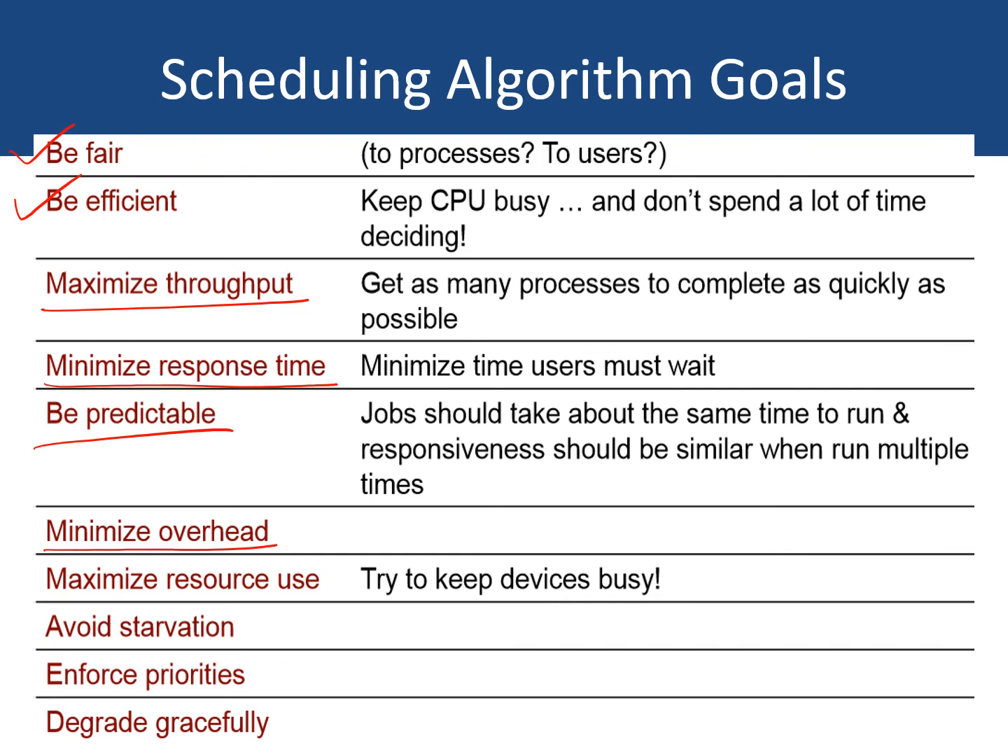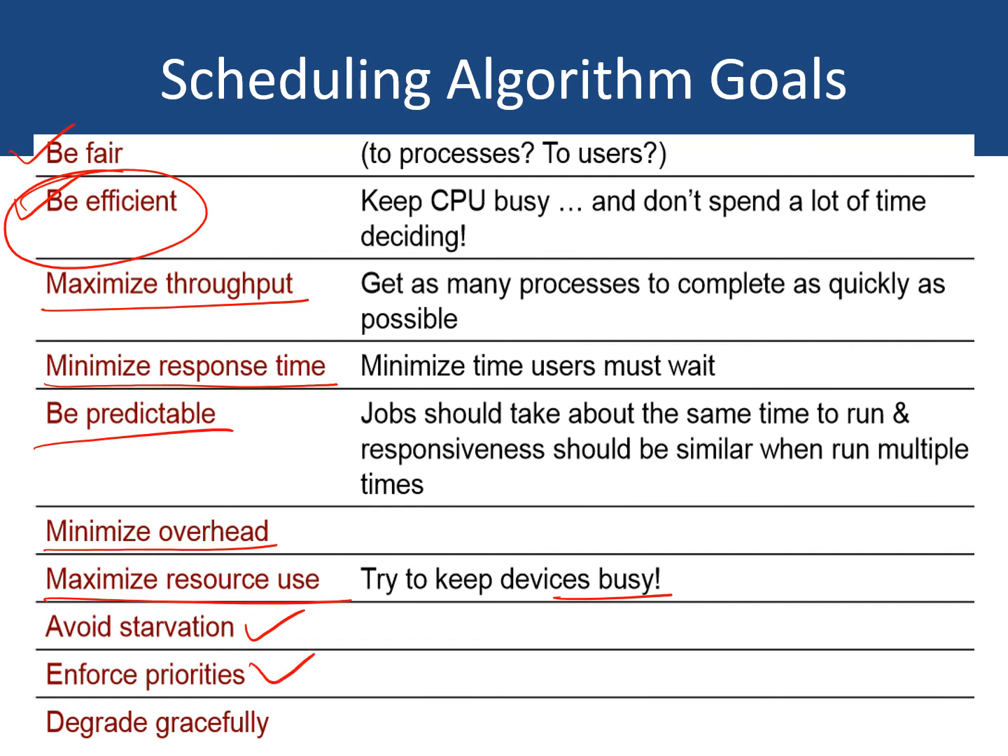This also helps them be efficient. They try to maximize the resource use, which means trying to keep the devices, both the IO devices as well as the CPU, as busy as possible. And finally, in general, they try to avoid starvation. Essentially, no process should have to wait indefinitely long for its turn to execute on the CPU.